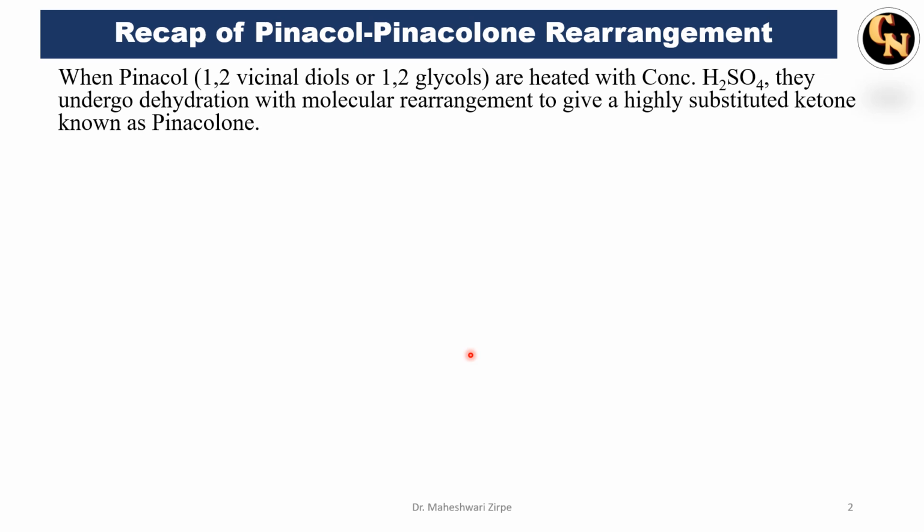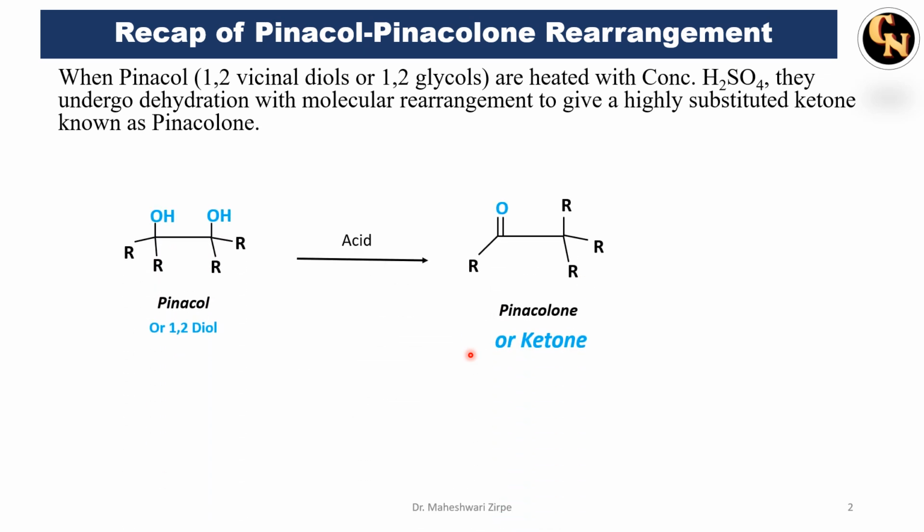So what do you mean by Pinacol? Pinacol is nothing but a 1,2 diol, a vicinal diol. You can see here on the screen, this is a 1,2 diol, and the 1,2 diol is known as Pinacol. This is your first carbon and this is your second carbon. The first carbon contains an OH group, the second carbon contains an OH group. That's why it is called a 1,2 diol.